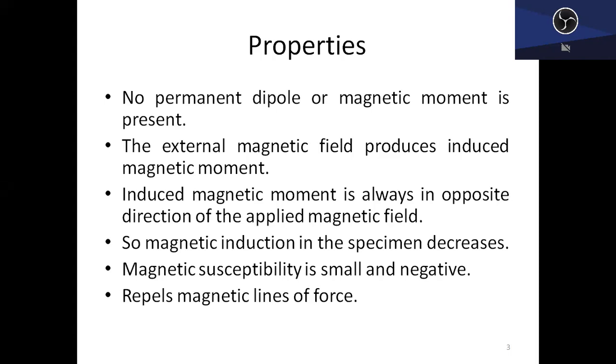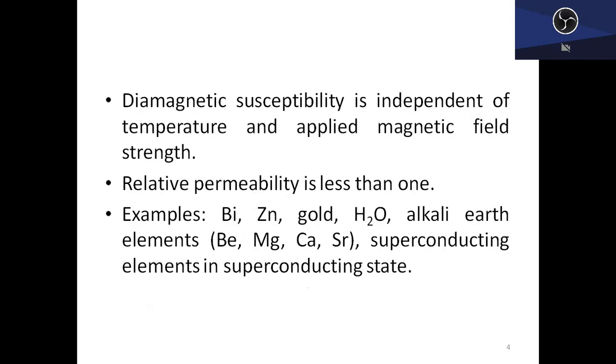You can just see the properties of diamagnetic material. You'll find that there will be no permanent dipole, right? The external magnetic field will produce an induced magnetic moment. The induced magnetic moment will always be in the opposite direction of the applied field. So the magnetic induction in the specimen decreases. The magnetic susceptibility is very small and negative, and it repels the magnetic lines of force. The diamagnetic susceptibility is also independent of the temperature and applied magnetic field strength. The relative permeability is slightly less than 1.